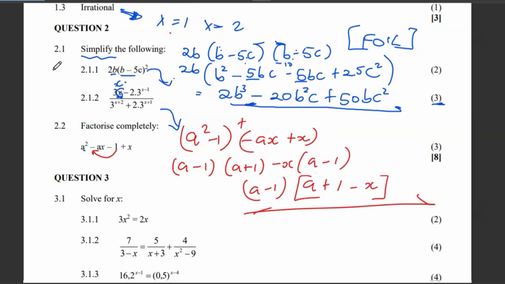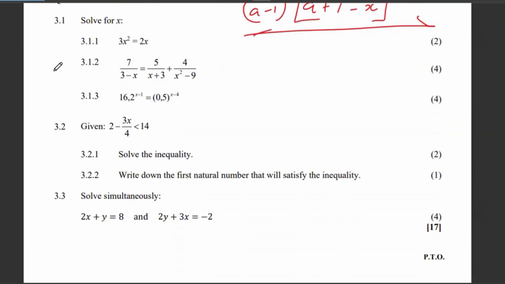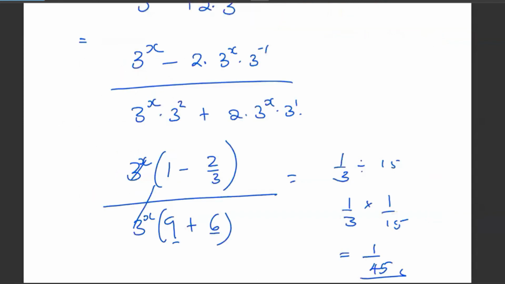Then 3.1, they want us to solve. So these are equations. Solve for x. Remember what we said, that you cannot cross x's out. Otherwise, you'll be killing solutions. So since the 3x squared is equal to x, let's move this 2x to that side, because this is degree 2, which is a quadratic equation. Okay, so we have 3x squared is equal to x.